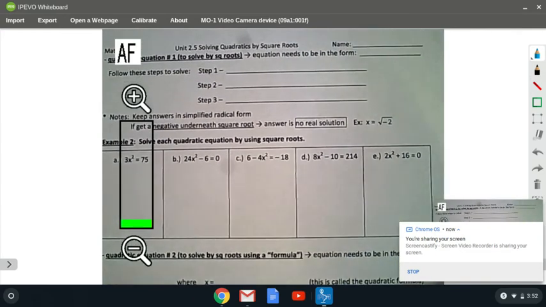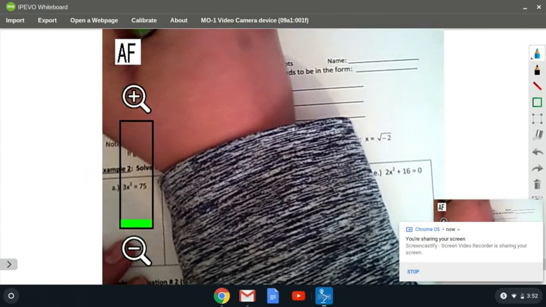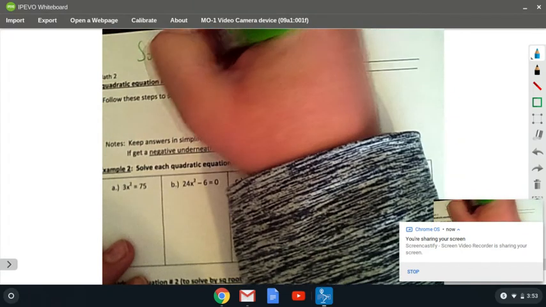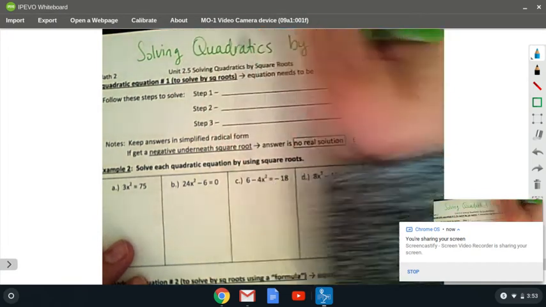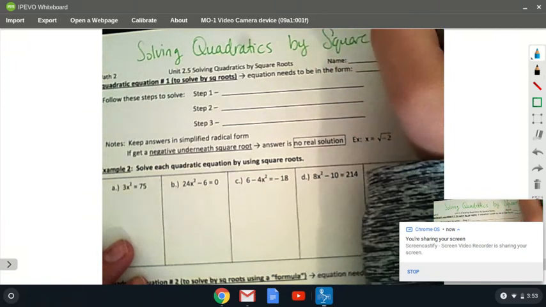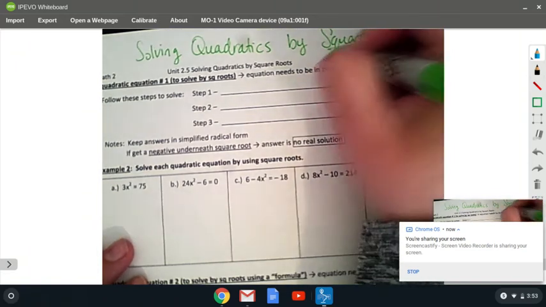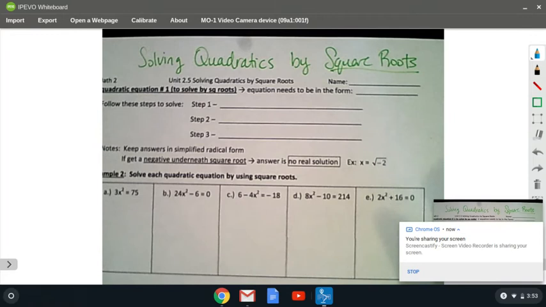This topic is called solving quadratics by square roots. Okay, so the last few methods we did graphing, we did factoring. Now we're doing solving by square roots.